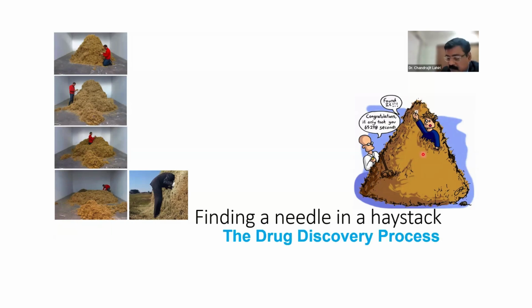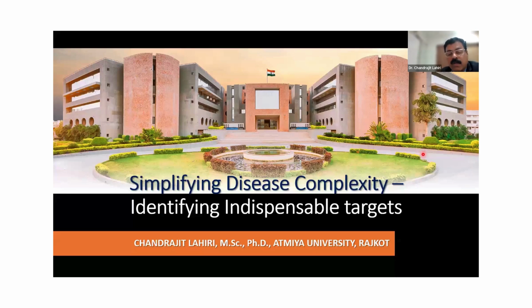The drug discovery process these days has to be changed to a simpler, different type of scenario, and that is what I'm going to talk about. It's about simplifying disease complexity such that we can identify indispensable targets. By indispensable, I mean the real target which people should focus upon, instead of thinking, okay, this is an elephant and I'm working on an eye, I'm working on the tail, and I found the tail. So no one thinks of the bigger picture.